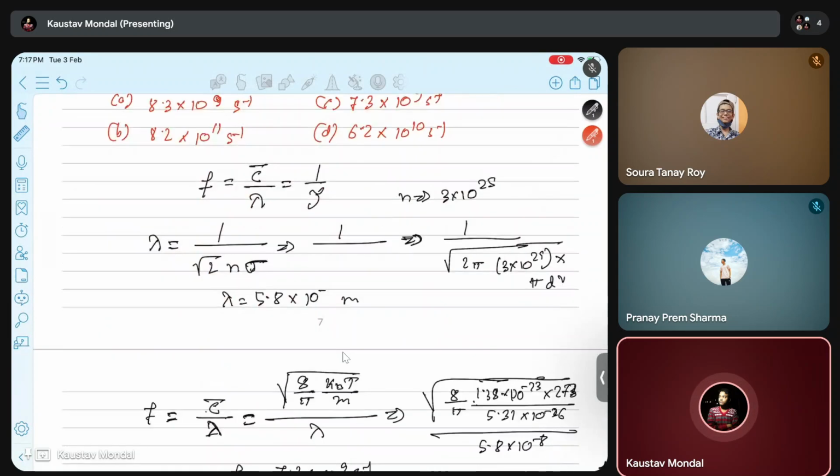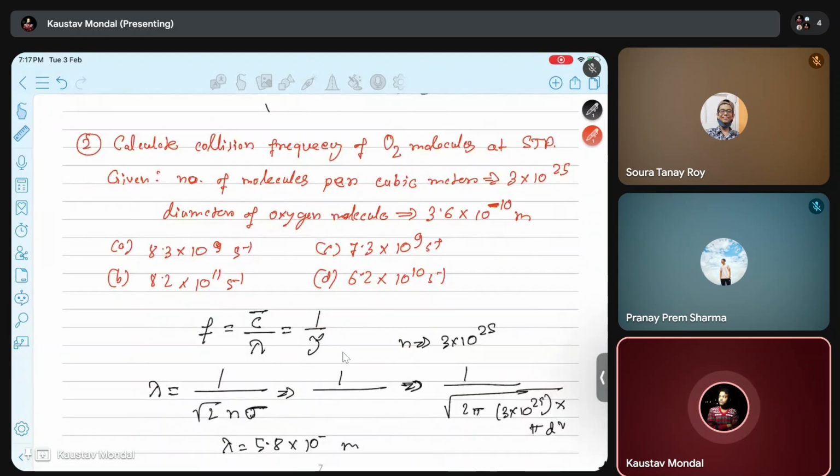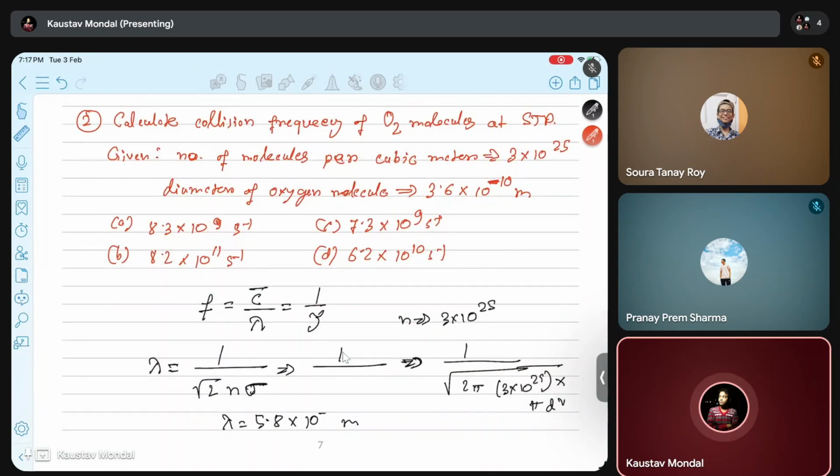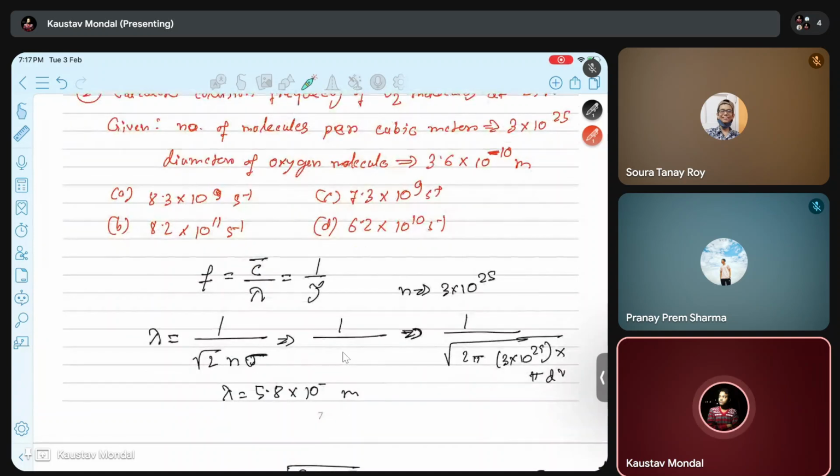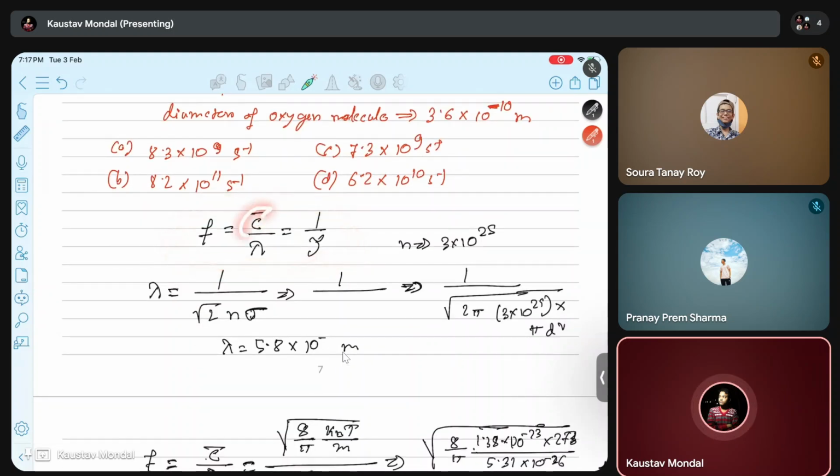So this is the collision frequency. The main thing is how you calculate it, the procedure to calculate. Collision frequency is just 1 by tau, that is c bar by lambda. So two things you need to know: one is c bar, next is lambda.